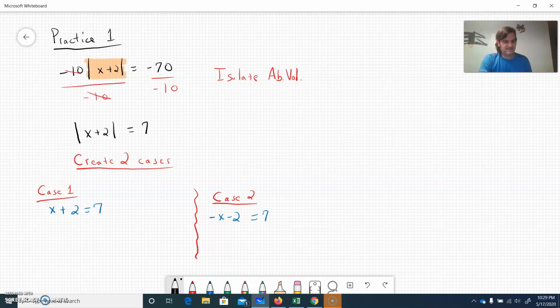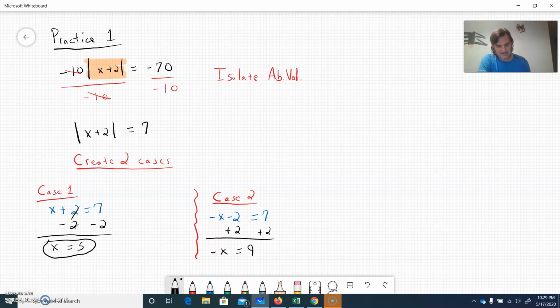So all I'm going to do is get the x by itself. So in case 1, I'll subtract 2 from both sides. That'll give me x equals 5. And we'll check that out in a moment. At least it's a nice number. We'll add 2 in case 2. So that gives me negative x equals 9.